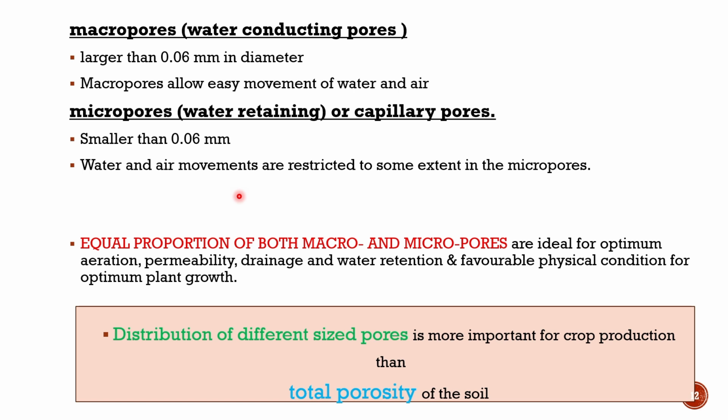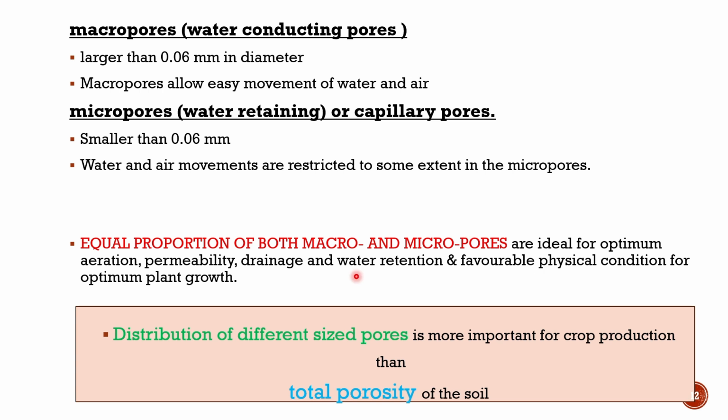Then the next point is that equal proportion of both macro and micropores is ideal for optimum aeration, permeability, drainage, water retention, and favorable physical condition for optimum plant growth. For optimum plant growth, proper aeration, permeability of water, permeability of nutrients, drainage, and water retention should be there. So for that, equal proportion of macro and micropores is needed.